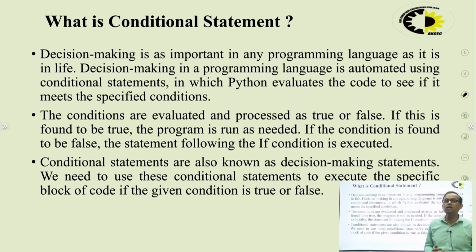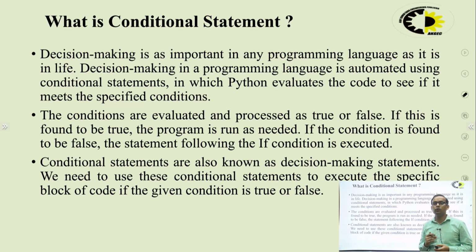So, those conditional statements are also known as decision making statements, which are performed on the basis of a condition in programming. Decision making is as important in any programming language as it is in real life. The conditions are evaluated first, and after that the condition is processed. If the result of the condition is true, then we will execute a certain task, and if the result of the condition is false, then we will execute another task. All this happens just because of the condition testing.